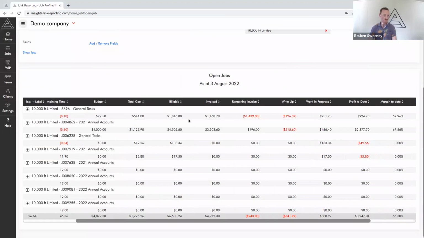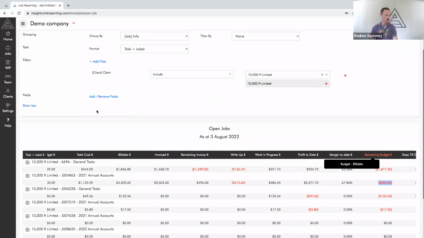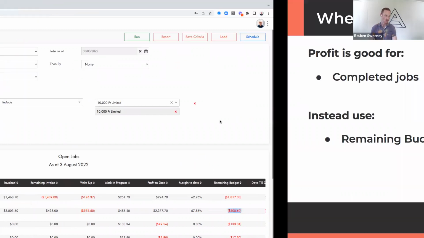I'm looking at my billable value of effort incurred against what I'm expecting to invoice here, and I'm going, cool, that is negative. And you'd sort this remaining budget, schedule this to go by job manager, and send that to their inbox every Monday. That would be one way for your job managers to identify jobs that are approaching or exceeding their budget. And something a lot of our link reporting customers do.